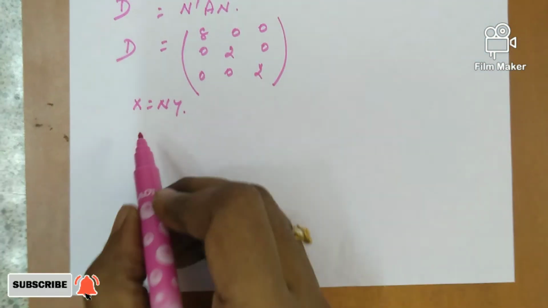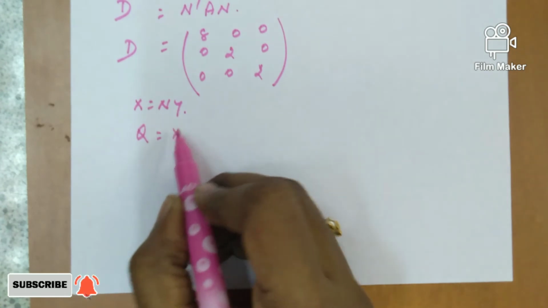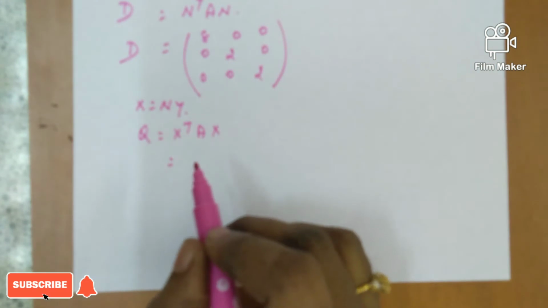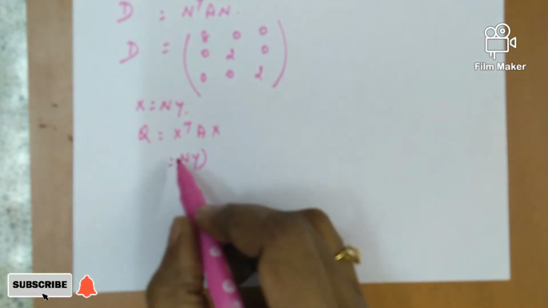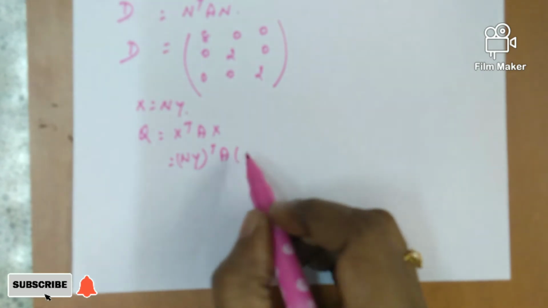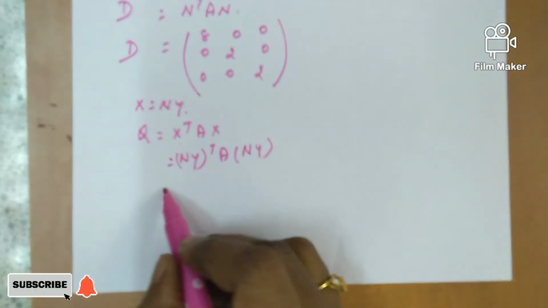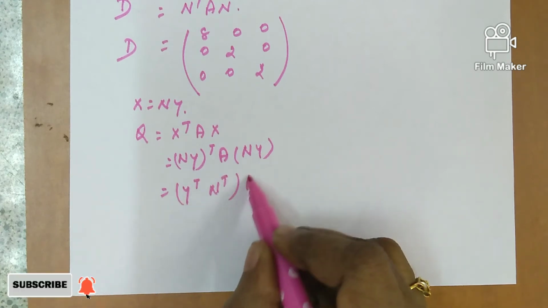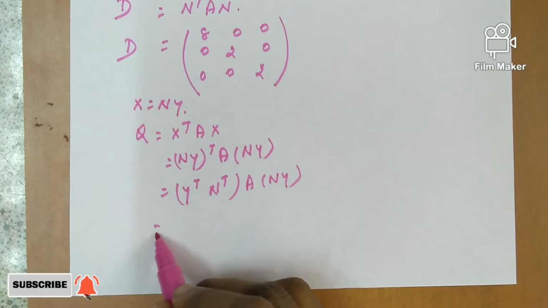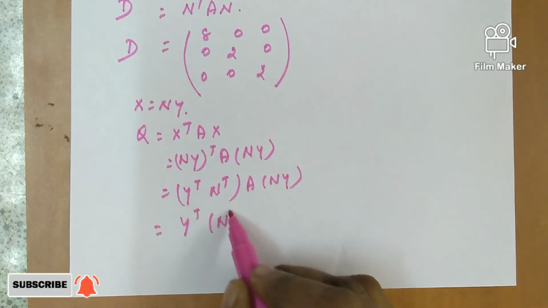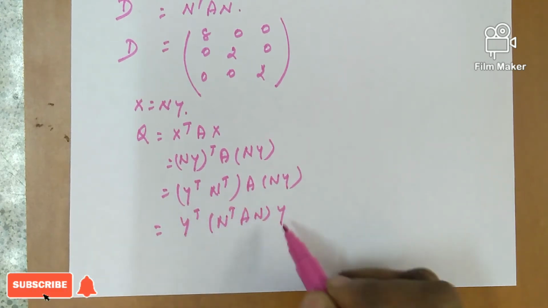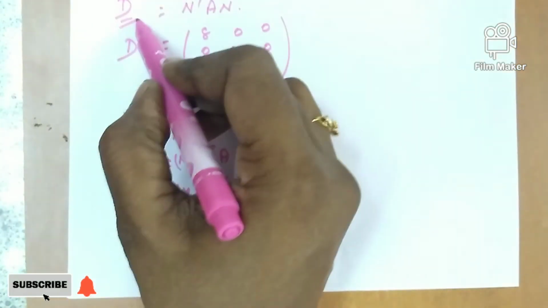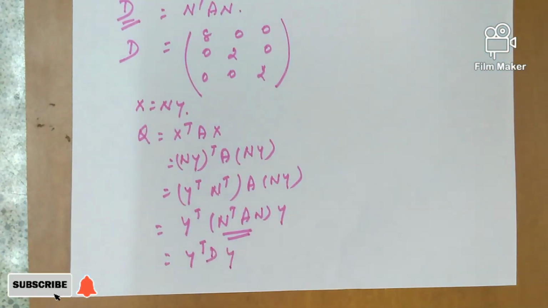X is equal to NY, and we know the quadratic form is X transpose AX. In this we have to substitute capital X is equal to NY. So NY transpose, capital A, into X is equal to NY. While taking the transpose, this will become Y transpose N transpose A into NY. Then this can be written as Y transpose, N transpose AN, into capital Y, and this N transpose AN is nothing but our diagonalized form capital D, into Y.